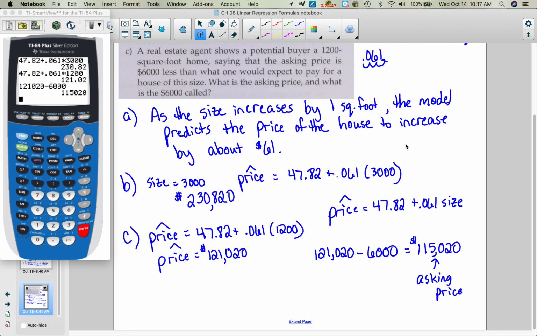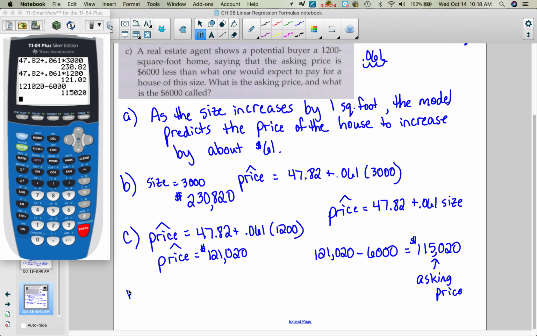Excuse me if I'm repeating myself, but I had paused the video and now I'm not quite sure. Anyway, here's our regression equation. I substituted in 1200 so I could figure out what the predicted price would be. My model predicts the price of a 1,200 square foot home would be $121,020. But if the asking price is $6,000 less than that, then the asking price would be $115,020. But then they ask you, what is that $6,000 called?